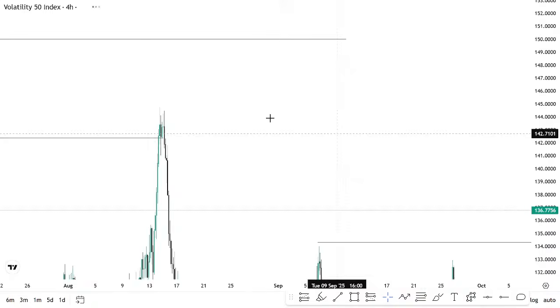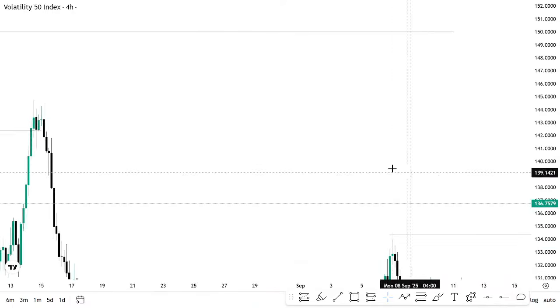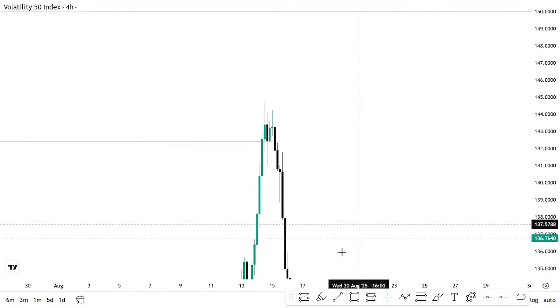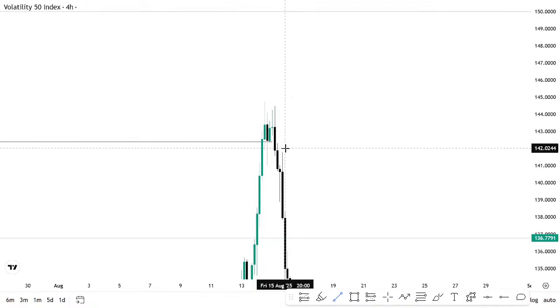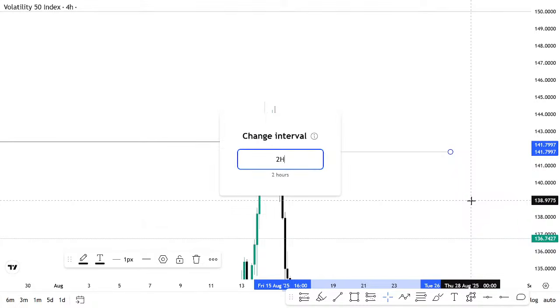So I want to see where I am expecting the market to come back to here to react. It is super possible for us to come back and take this high as the liquidity for the market. Let's check what this high looks like on the 2 hours time frame.